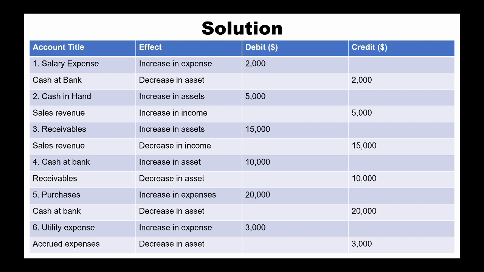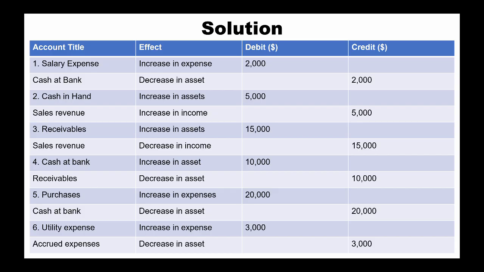It is going to increase in assets, which is 5,000, we debit, and also increase in income on the sale revenue. So we are going to credit that because it's a revenue. Then the sale of books on credit, so that is a receivable. So it's going to increase in our assets, we debit 15,000, and then it is also going to increase in income on our sale revenue. So we credit the 15,000.